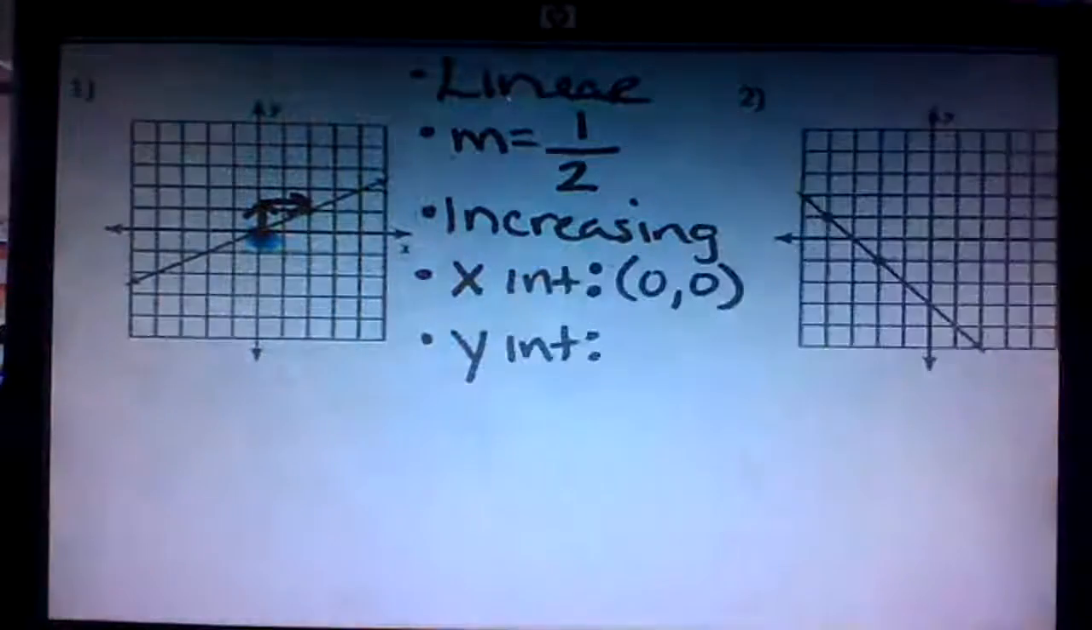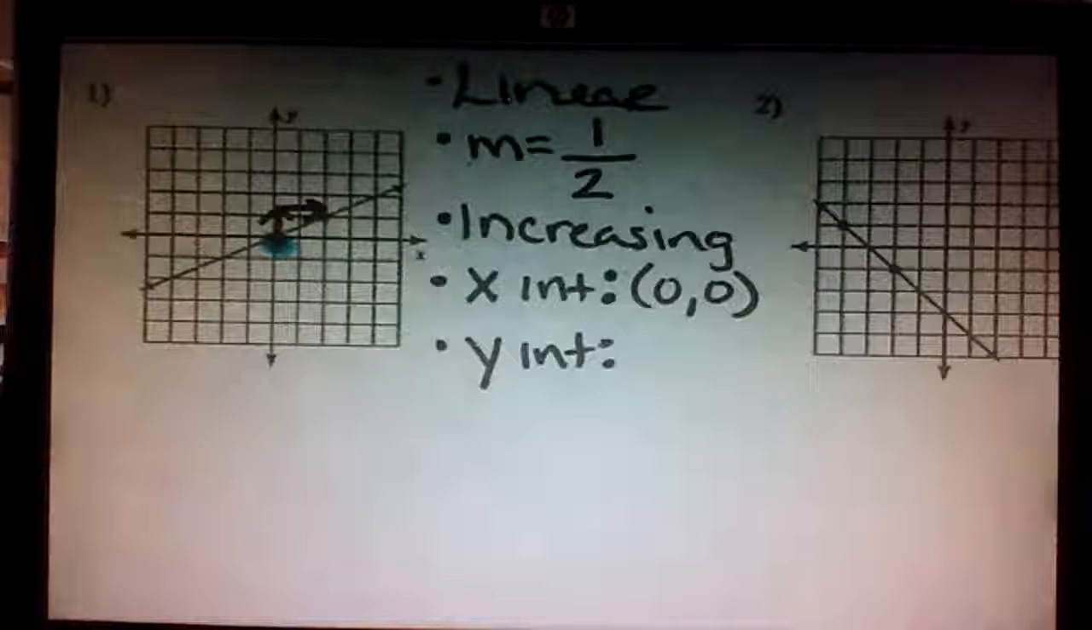Do we write all that? Yes. These are all key features. All we're doing is identifying key features. So you can go underneath the graph, you can go to the side of the graph.